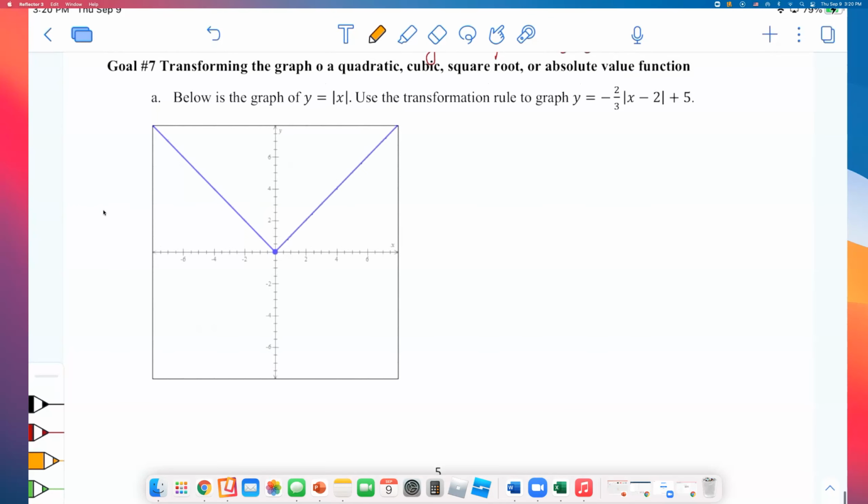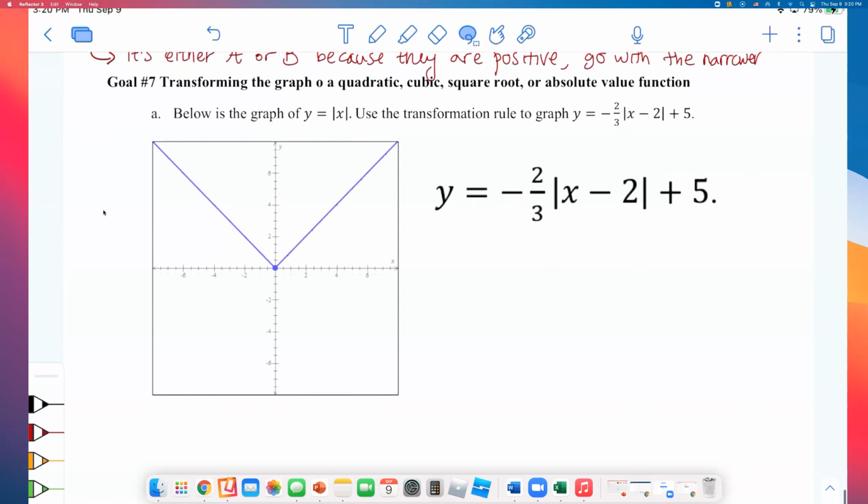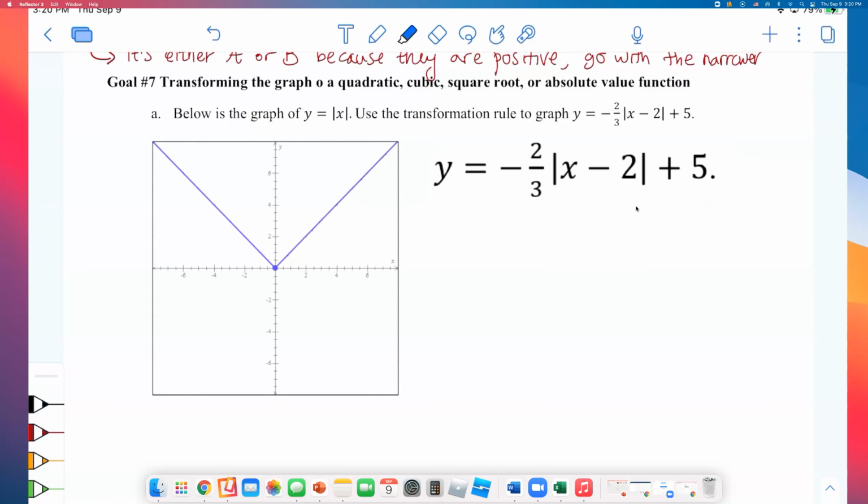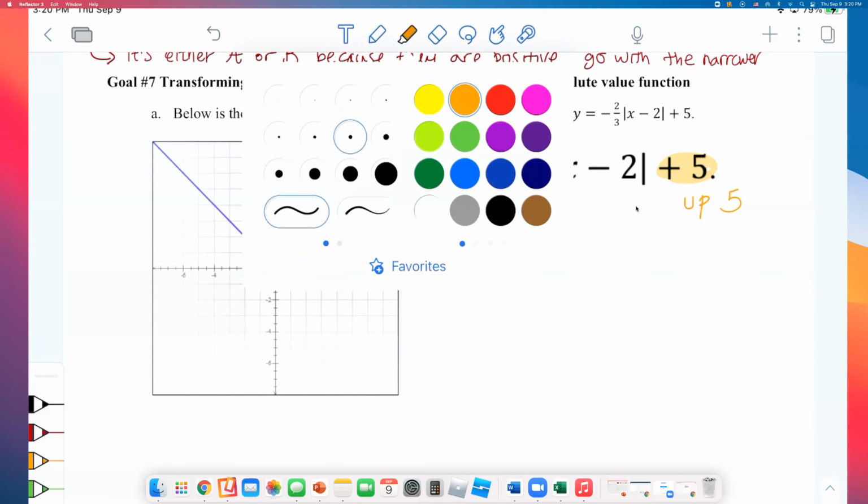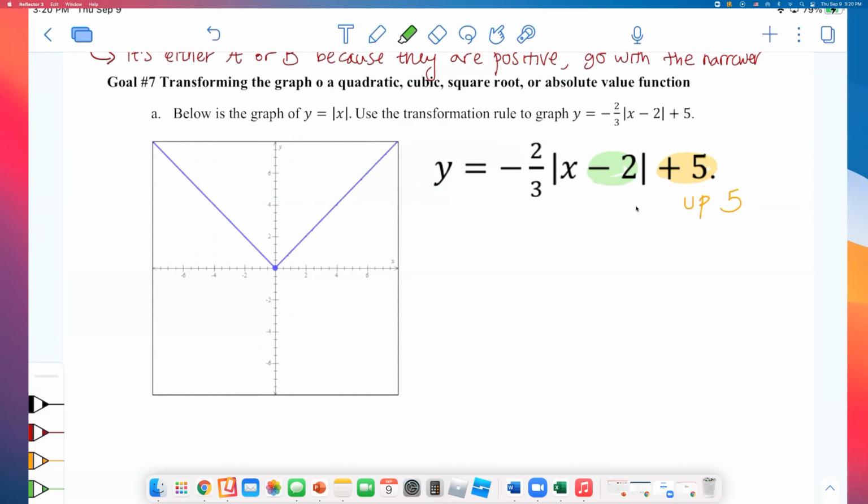Let's graph this function. Let me copy this. y equals negative 2 over 3 times the absolute value of x minus 2, plus 5. What I notice is that because of this plus 5 outside, the graph will be shifted up 5 units. And because of this minus 2 inside, the graph will be shifted right 2 units. So we do know where this graph will start.